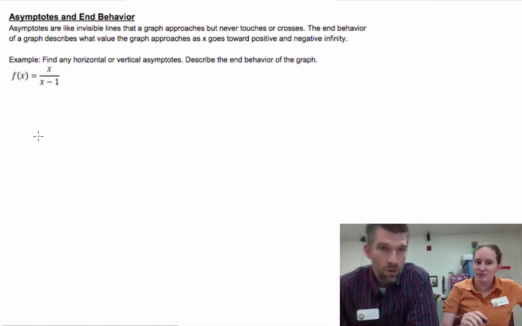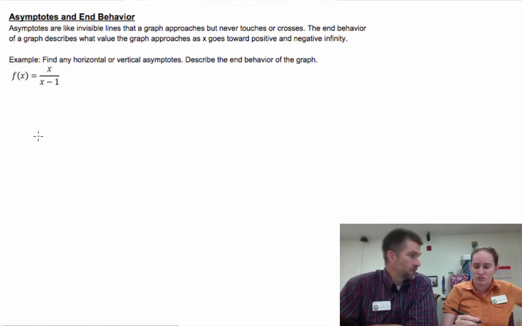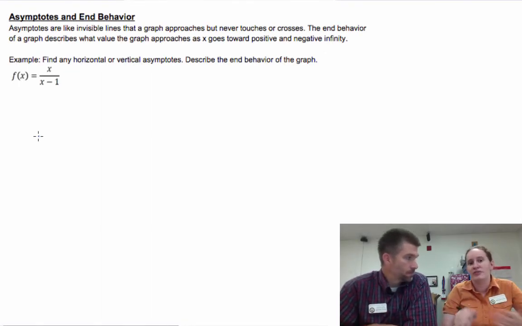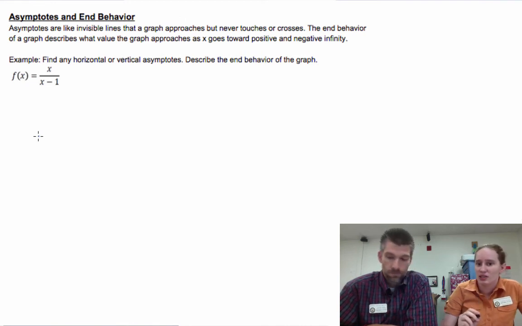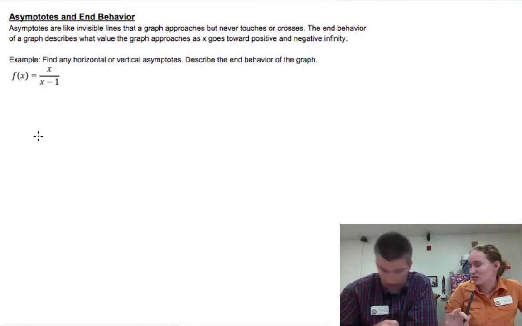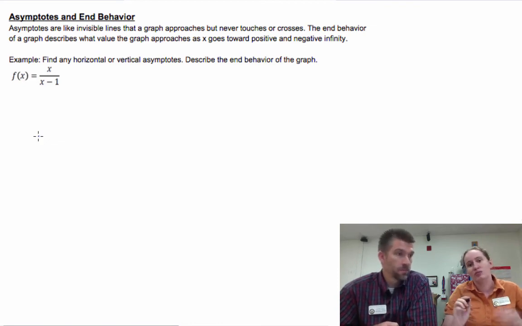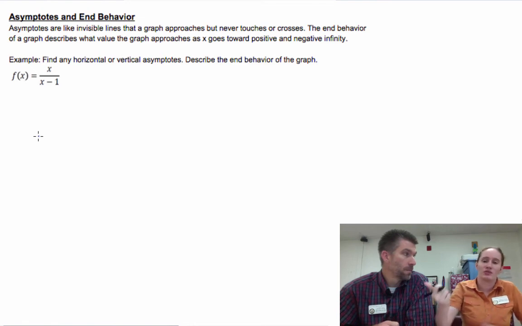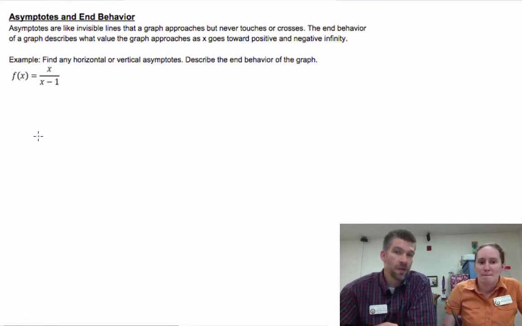Asymptotes, we've kind of addressed a little bit. They are like invisible lines that a graph approaches but never touches or crosses, or rarely crosses, but always approaches. Vertical asymptotes never get crossed. Horizontal asymptotes are only really asymptotes out at your end behavior. So what's happening really far to the left, what's happening really far to the right. And really far means bigger than the numbers on your graph or screen.